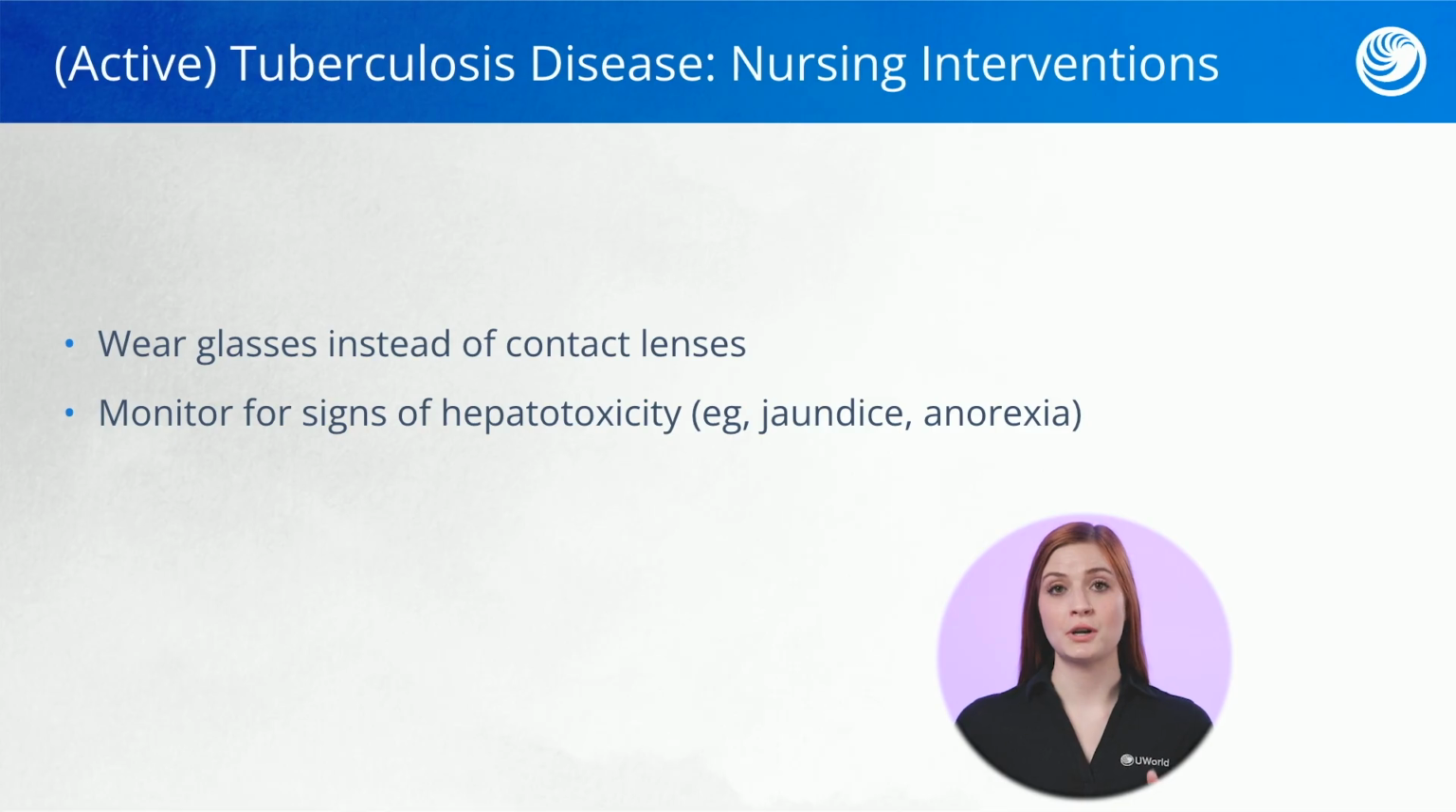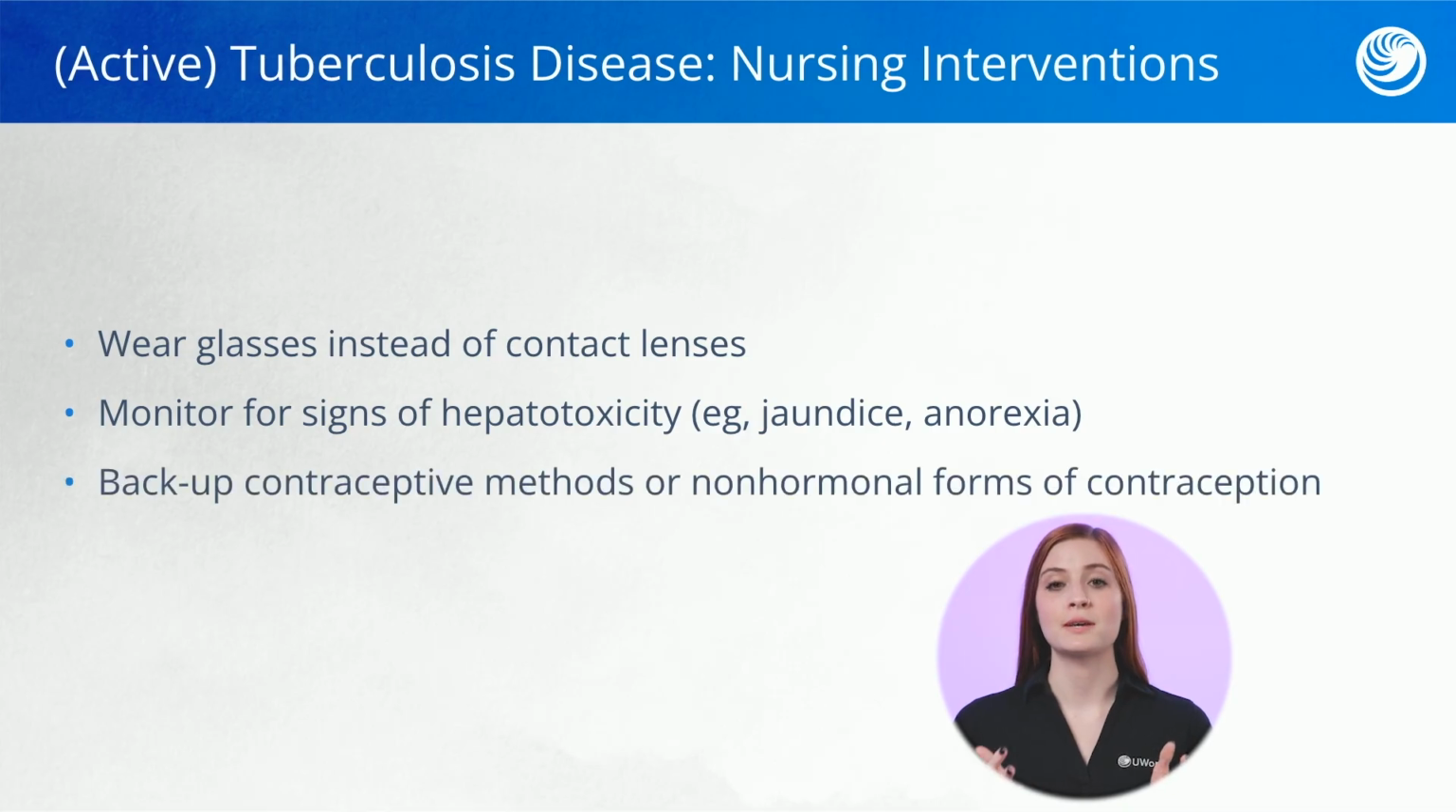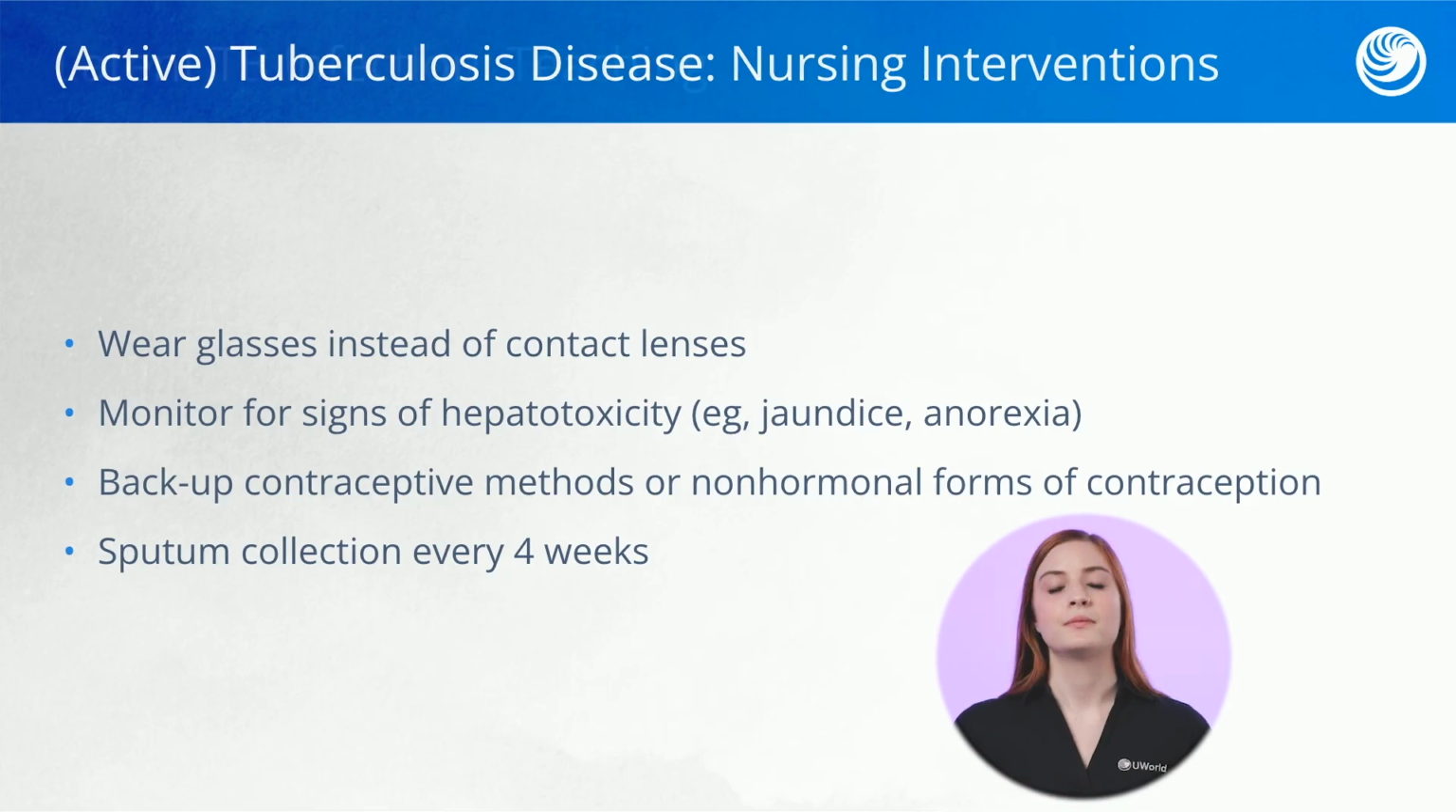In addition to turning bodily secretions orange, rifampin actually interferes with how birth control works in the body. So clients need to be taught to use a backup contraceptive method or a non-hormonal method until treatment is completed. We'll talk more in detail about these drugs in our pharmacology videos. Finally, to see if the infection is improving or has gone away, we need to collect a sputum culture from these clients about every 4 weeks.